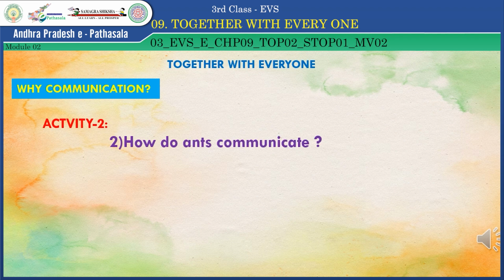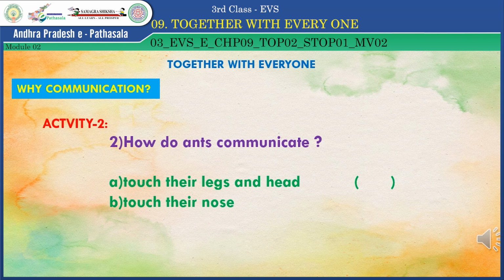How do ants communicate? Here are 3 options. Option A is touch their legs and head. Option B is touch their nose. Option C is touch their eyes. Which is the correct answer? Yes, A is the right answer. That is touch their legs and head.